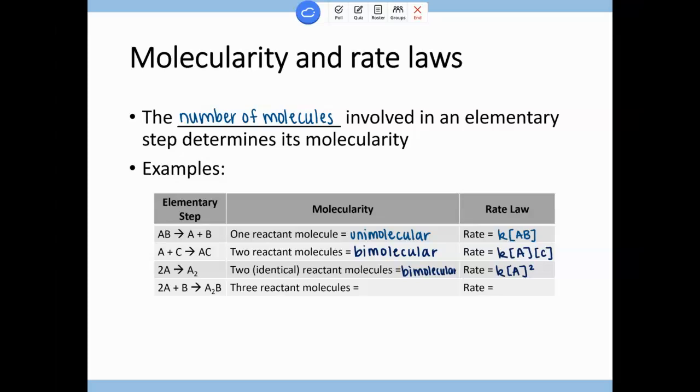And then lastly, for this last elementary step here, we have 3 reactant molecules. We have 2 A molecules and 1 B. All 3 are required for this elementary step to occur. We call this termolecular. The molecularity is T-E-R, termolecular. This is pretty rare for an elementary step, but still possible. And then for the rate, we follow the pattern. So we have the concentration of A squared times the concentration of B.